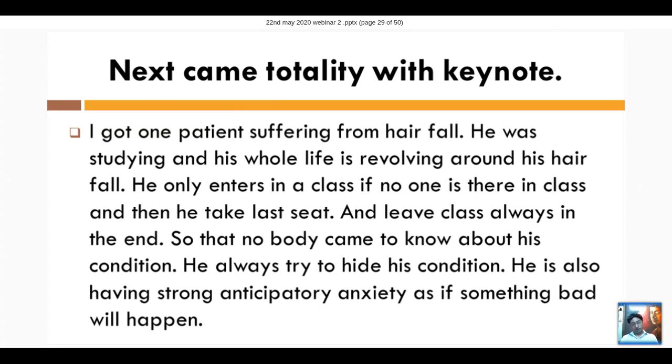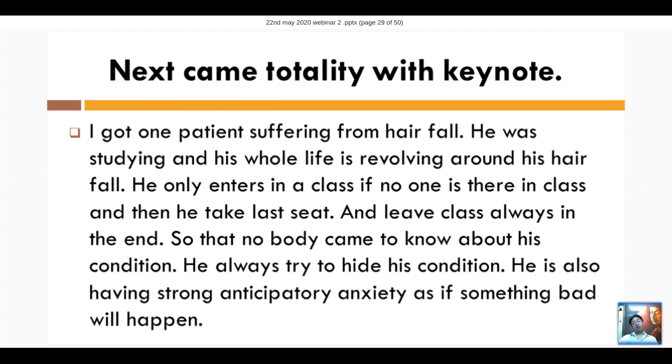So one patient of mine is suffering from hair fall. He was studying in college, and his whole life is revolving around that hair fall. He only enters the class if nobody is in the class. If some students are sitting in the class, he misses that class. He goes first, and he sits on the last seat. And when he leaves class, he always leaves at the end. Why?